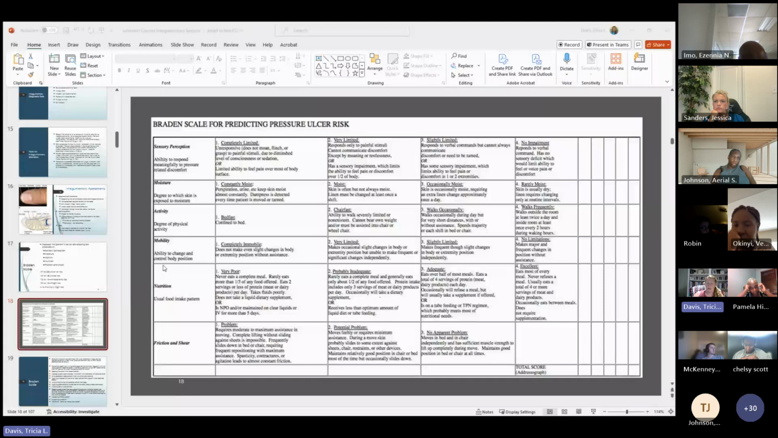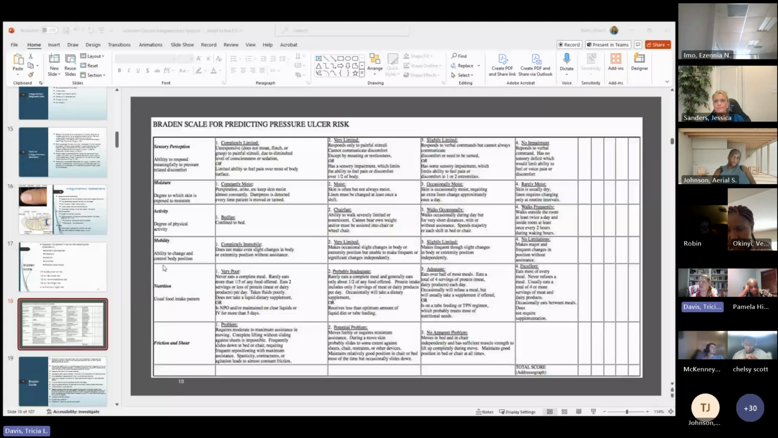So this is really important that you think about these when you are scaling your patients, because maybe they need a nutrition consult. If you're choosing very poor or probably inadequate, then we need to be intervening with these patients. So we need to have TPN, we need to have nutrition at the bedside, we need to definitely have a nutrition consult. And then we have friction and shear.